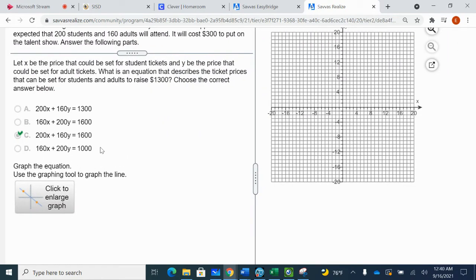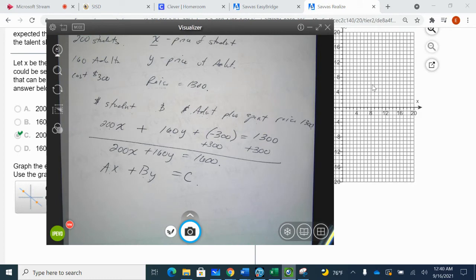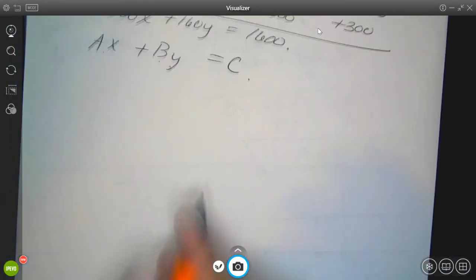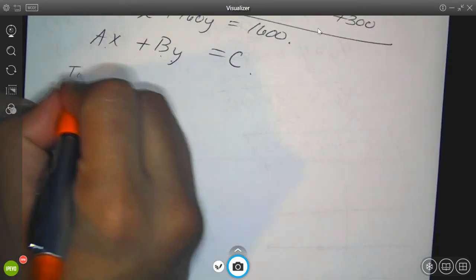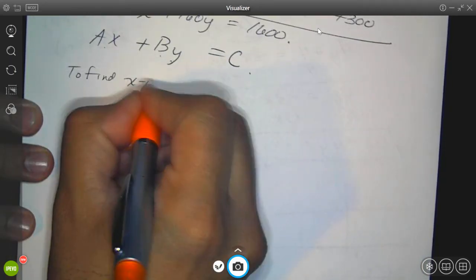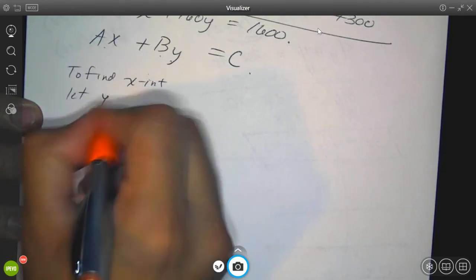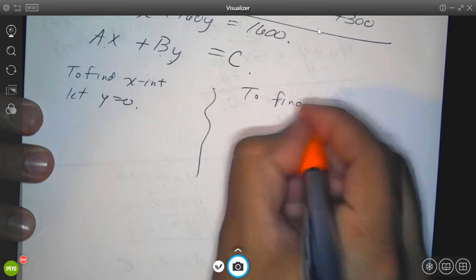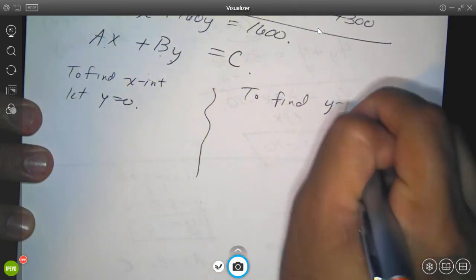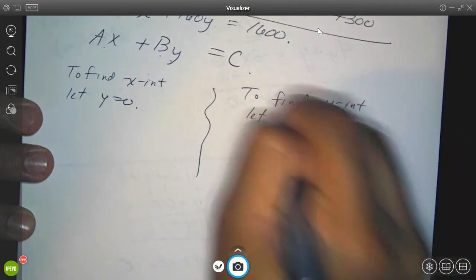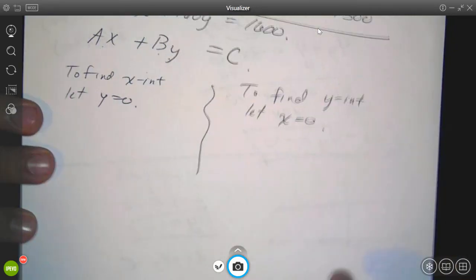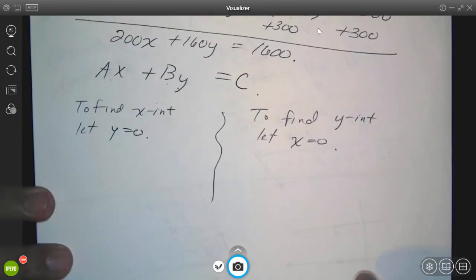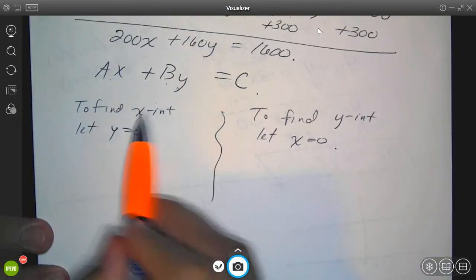Well, it's actually pretty easy. Again, we don't have to solve for y. We can actually just find our x and y intercepts, which should take us a whole 10 seconds, right? So remember, to find the x-intercept, we let y equal 0. And to find the y-intercept, we let x equal 0. So again, I apologize for any little crooked.